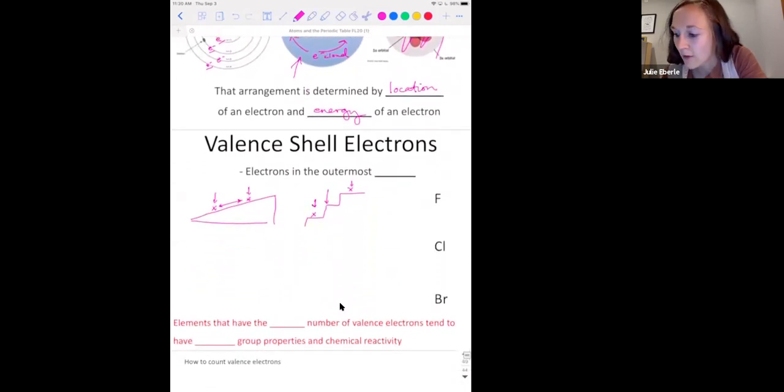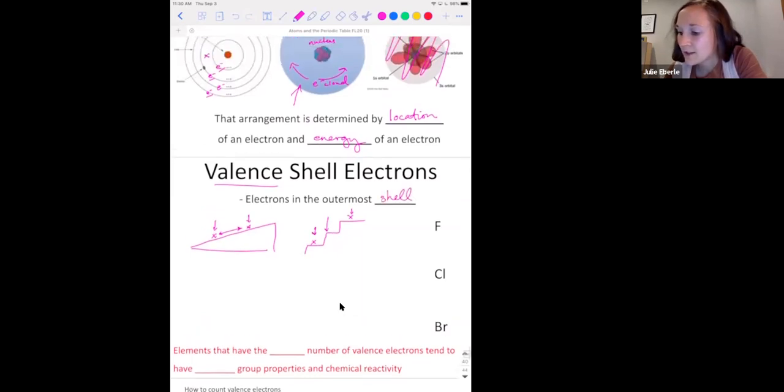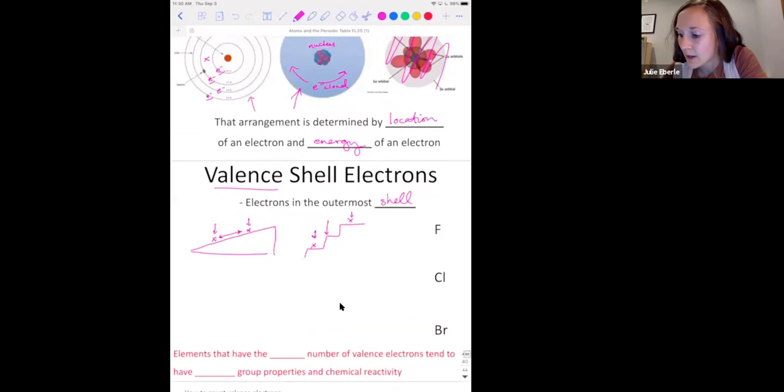You don't have to know all of that, but what I do want you to know is what the word valence means. What is a valence shell electron? That is an electron in the outermost shell. So these layers of an onion that I keep talking about, these circles that continuously get bigger around the nucleus, these are called shells.